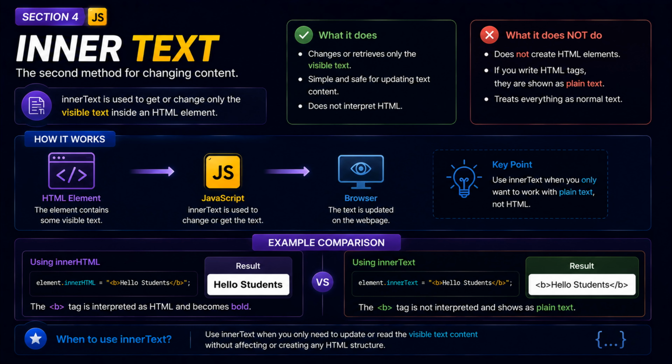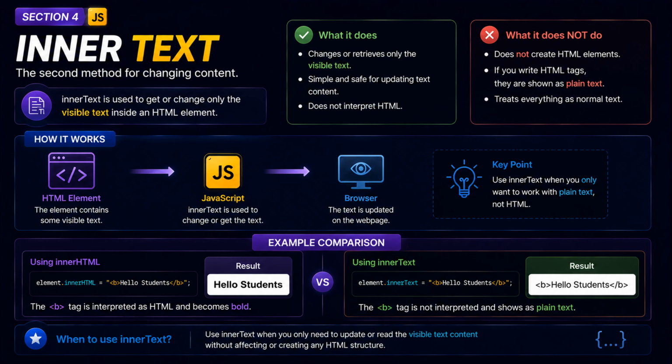Section 4. Now let's learn our second method for changing content. innerText. As the name suggests, innerText is used to get or change only the visible text inside an HTML element. Unlike innerHTML, innerText does not create HTML elements. It simply changes the text that users can see on the web page.